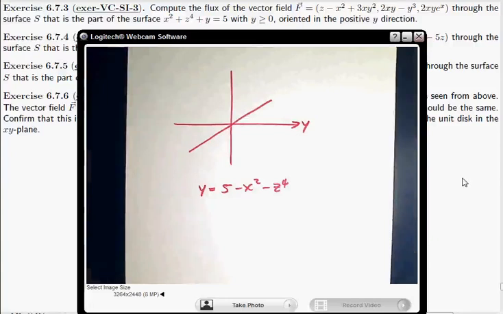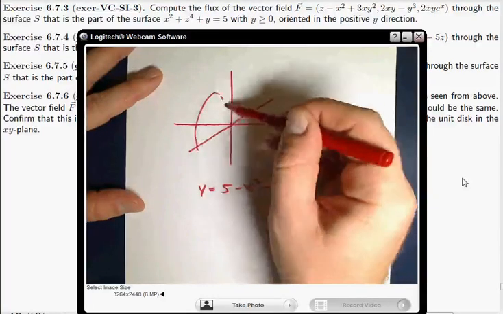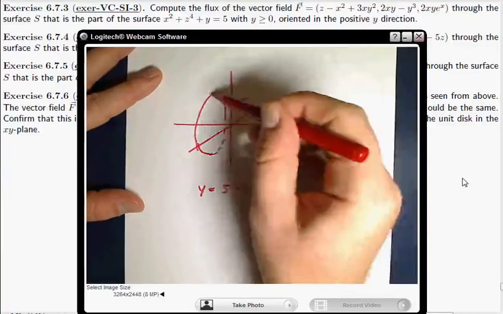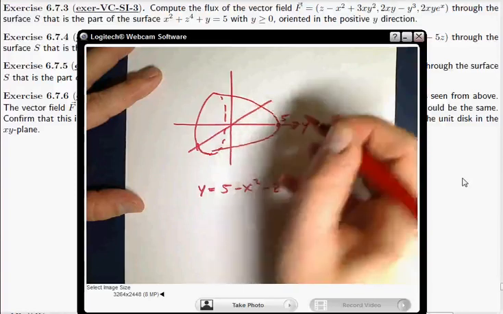In other words, it's curving in the direction where y decreases because of these minus signs. And so this is not going to be a good picture, but it's an approximate picture. It looks kind of like this, where that's 5.